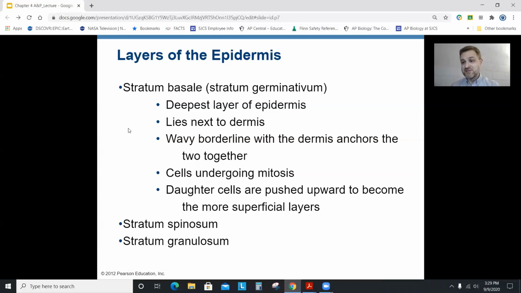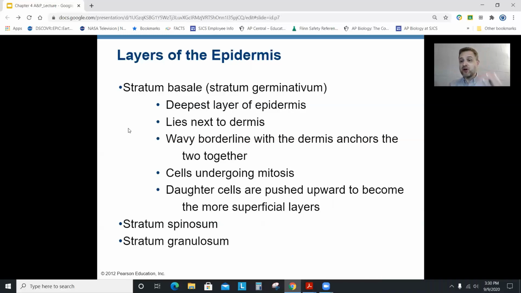That looks like a fancy way of saying germinate, because these are the cells that are actually going through mitosis, going through cell division. And when these cells divide, they get pushed upward to the upper layers of your epidermis. This is the lowest, the one right next to the dermis. The wavy border between the stratum basale and the dermis is what holds the two together. These are cells going through mitosis, and again, they get pushed upwards.